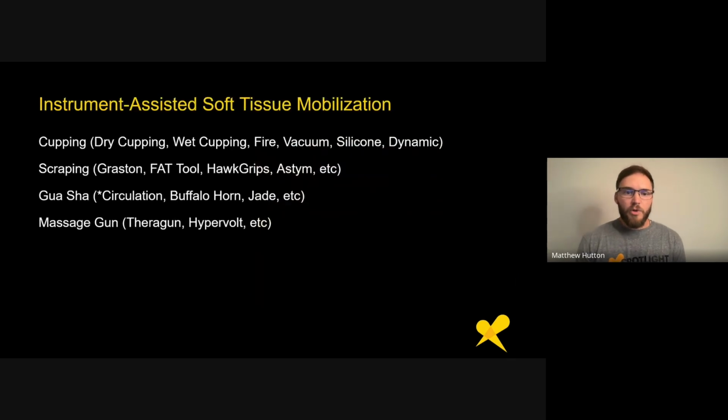Getting into the instrument assisted soft tissue mobilization. So there's some different options here, and they all, again, have pros and cons, advantages, disadvantages. So cupping, everybody's pretty familiar with. Those are the things that leave the giant octopus marks. But specifically within cupping, there's a few different variations that kind of change the perception or the experience for the athlete. So in the US, we almost exclusively do dry cupping.